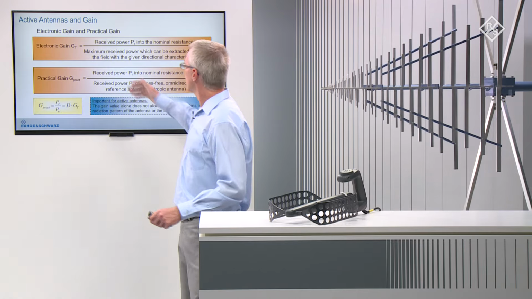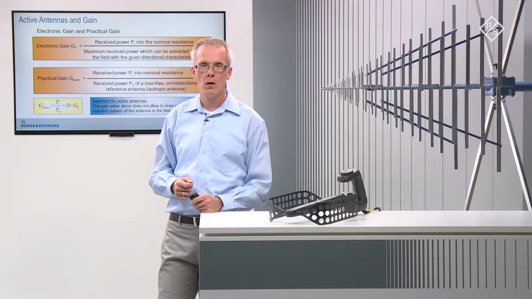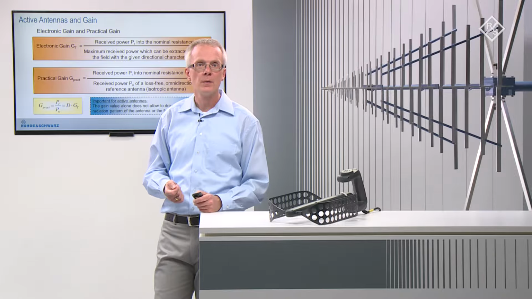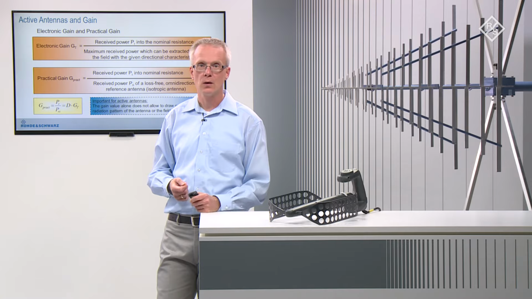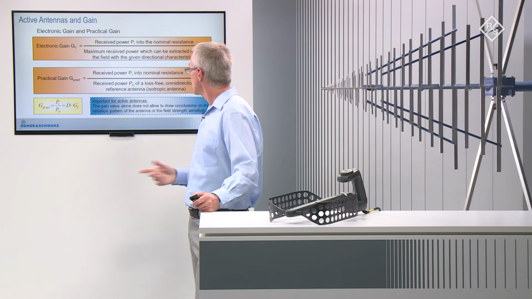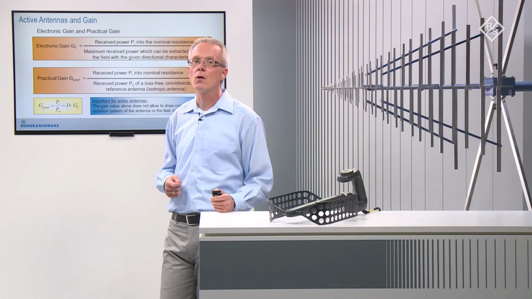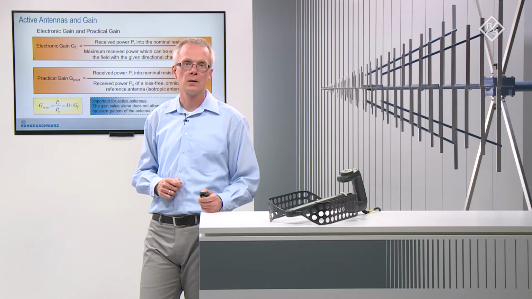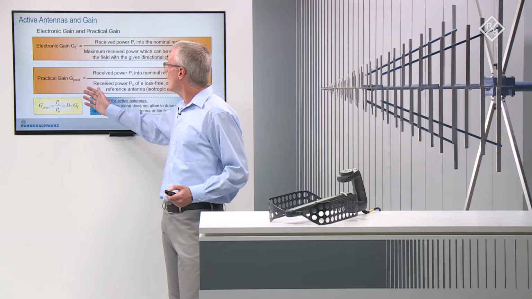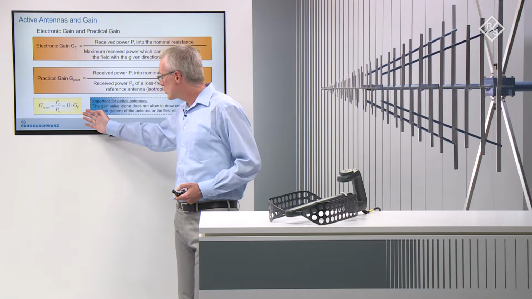The electronic gain, G sub T, is defined as a ratio of the received power into the nominal resistance of the active antenna and the maximum power that can be extracted from a field with the given directional characteristic of this antenna. The practical gain is the ratio of the received power into the nominal resistance of the antenna and the received power of a loss-free isotropic radiator. So practical gain and electronic gain are linked via the directivity here as shown in this formula.